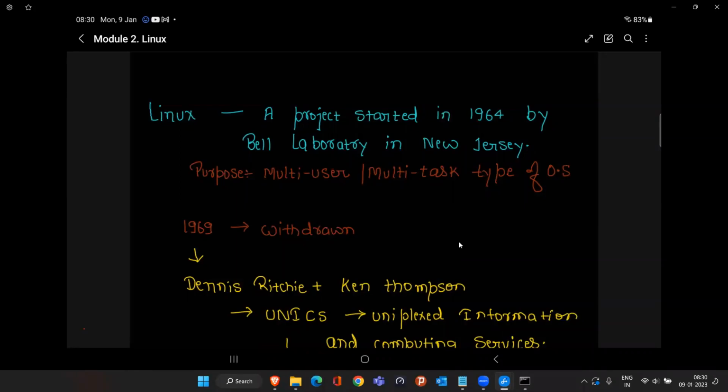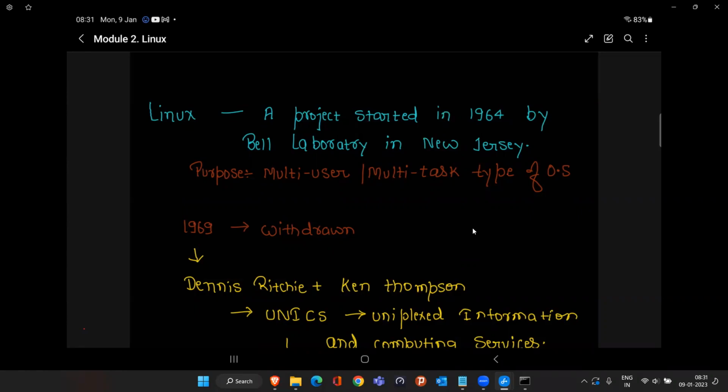First you have to think that Linux is not the first project which came in the market. Before Linux, there was a project named Unix, and whatever macOS you are currently using in your Mac laptop, your Apple laptop, is based on the Unix operating system.